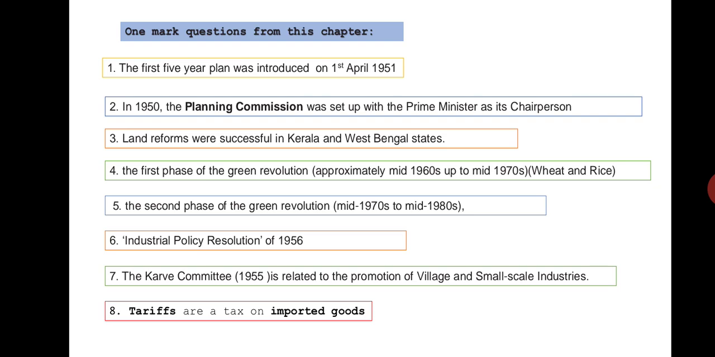So these are some important questions regarding this chapter. That is, the first five-year plan was introduced in 1951, the Planning Commission was set up in 1950, the Land Reform Program was successful in Kerala and West Bengal, the first phase of the Green Revolution was 1960-70, and the second, 70 to 80. Industrial policy was introduced in 1956. There are three schedules, and the Karve committee related to village and small scale industry, and there are two protection policies, one is tariff and the other quota.